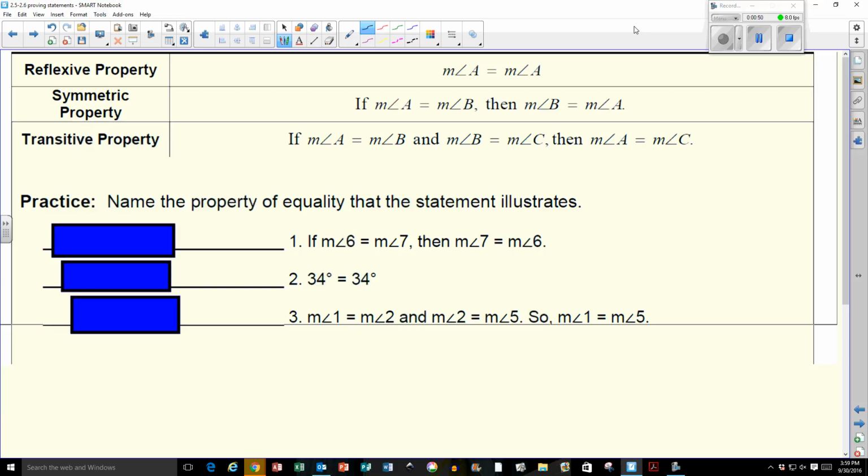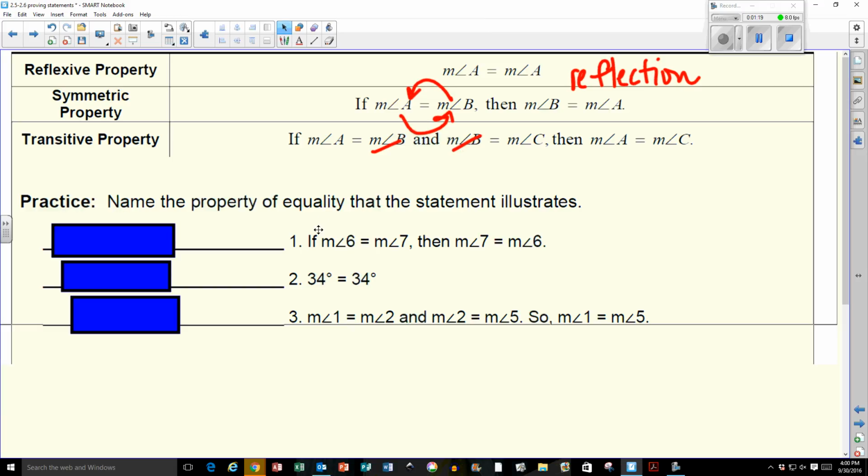Reflexive property, remember, is when something is equal to itself. So it's like a reflection. And then symmetric is just when they switch places, so they just move to the opposite side. Then transitive is when you have three pieces. If A equals B and B equals C, then these two cancel out and you're left with what's left.